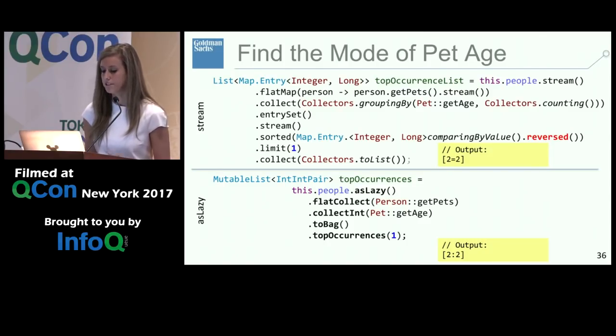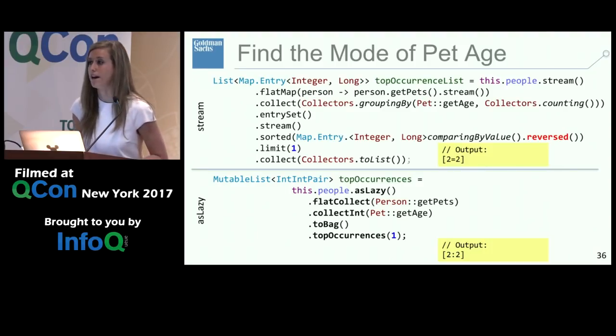Whereas in Eclipse Collections, if you use a bag, you already have the API called topOccurrences, so we're calling asLazy, we're flatCollecting the pets. We're collecting ints of their ages, we're calling toBag on them, and we're saying, give me the number 1 top occurrence. So again, we're getting age 2 occurring twice.